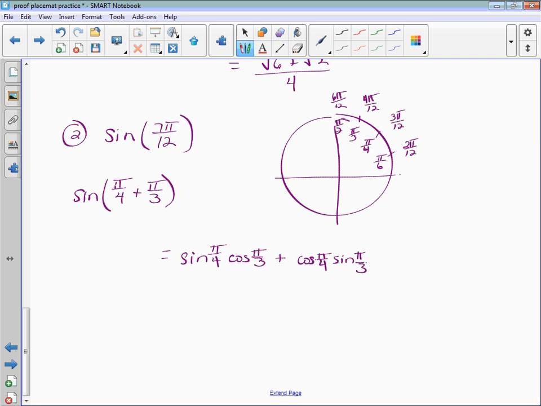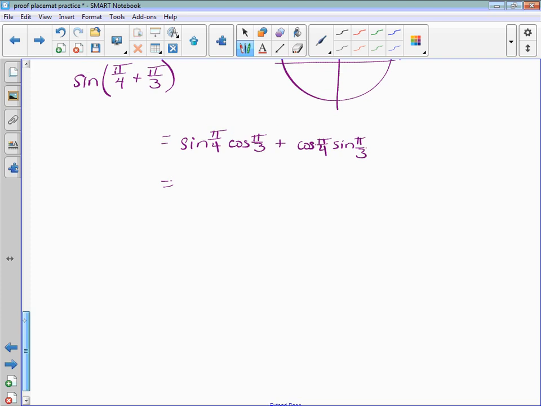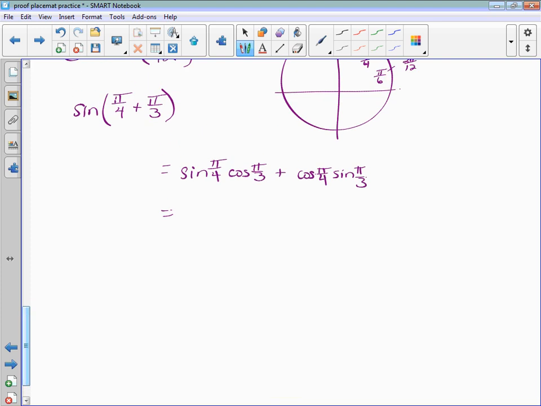All right, so sine of pi over 4 is root 2 over 2. You guys are going to know them.